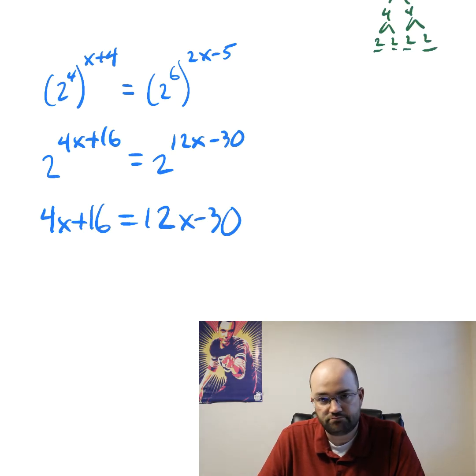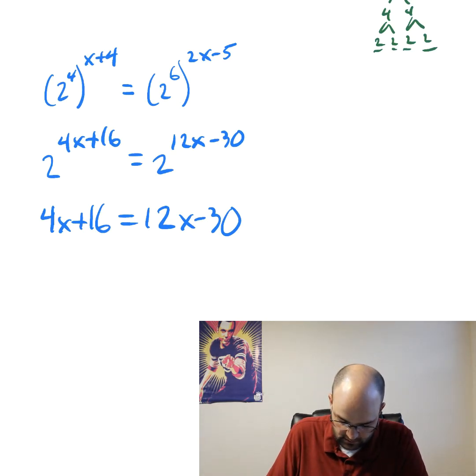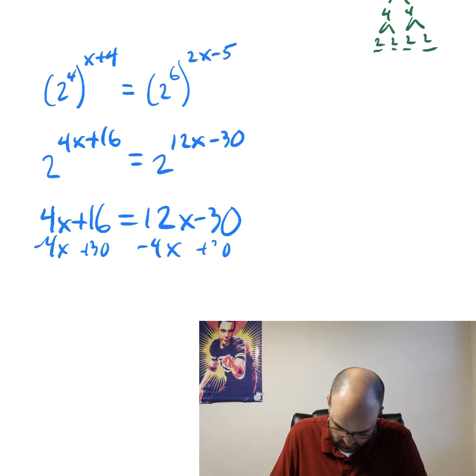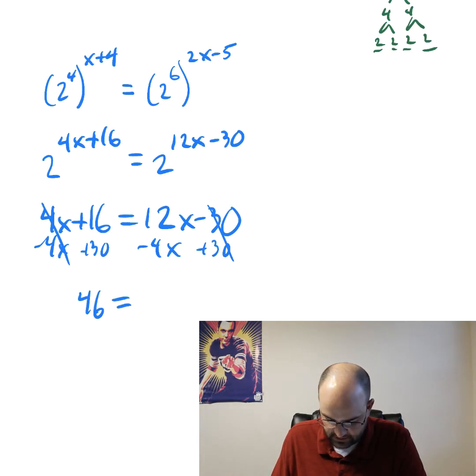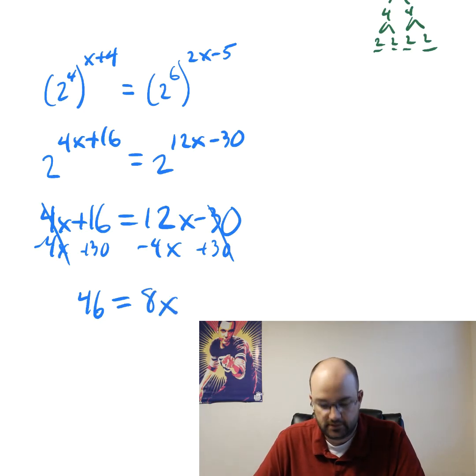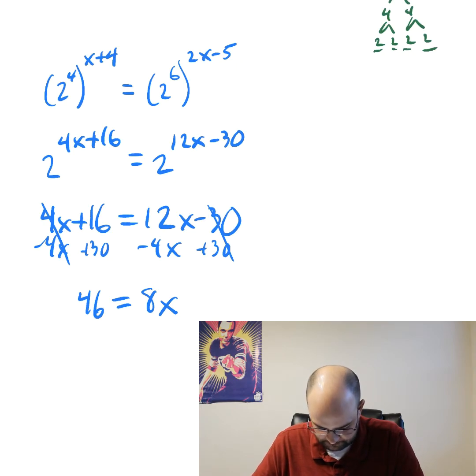And then just solve this any way you can. Me, I'm going to subtract the 4x and add the 30. So 16 plus 30 is 46. 12x minus 4x is 8. So we get 46 equals 8x. Okay, good deal.